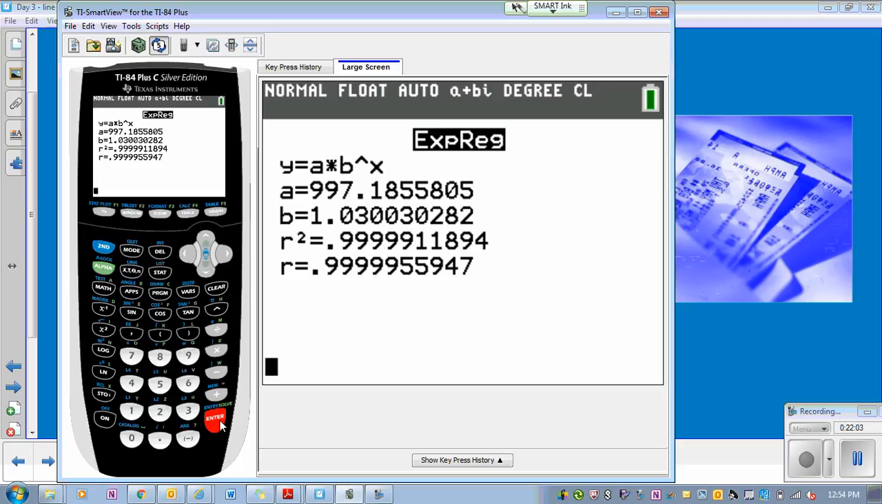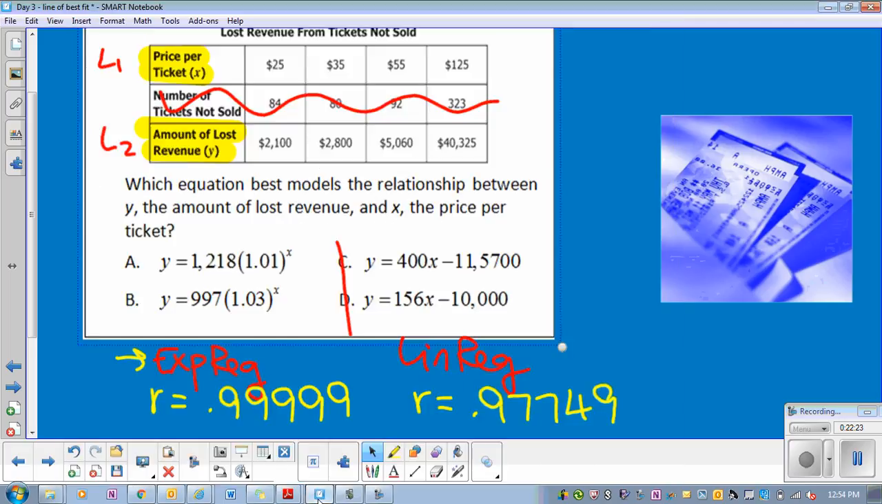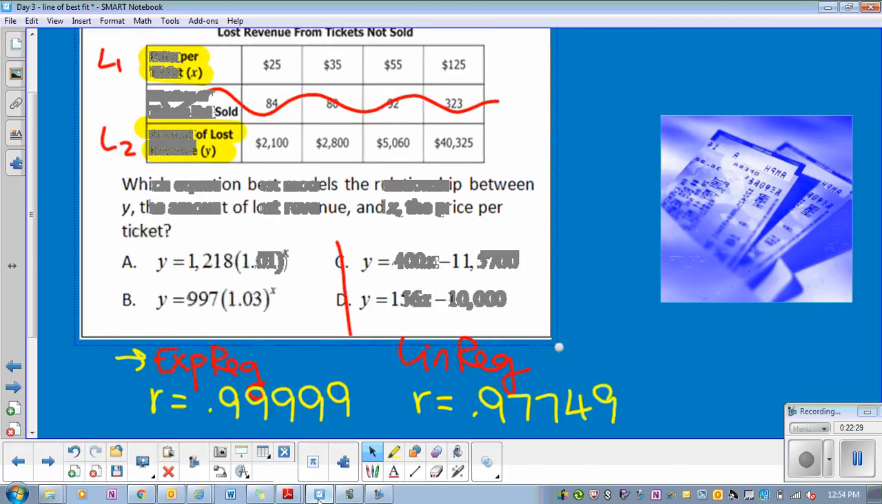So when you go to get your line of best fit or curve of best fit, they always give you the standard equation first. So y equals a times b to the x. They give you a, they give you b, and your x and y stay the same. Yeah? So in this one it's .997, so it has to be b.